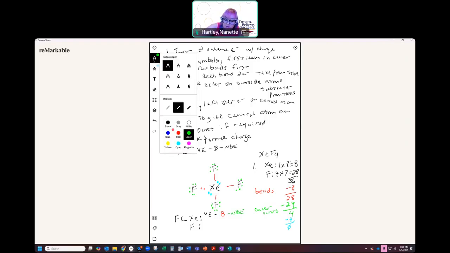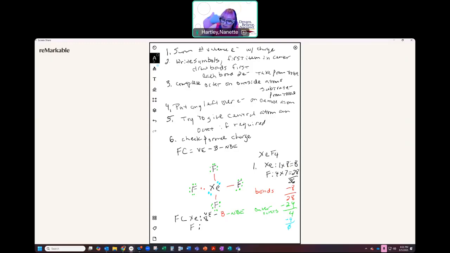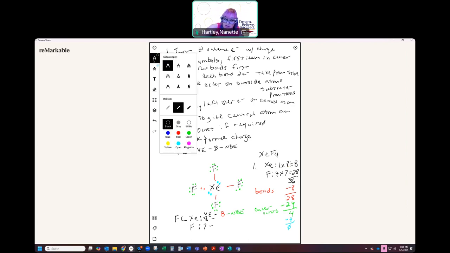Okay, so my valence electrons for Xe, I have 8 of them. So for Xe, this is 8. For fluorine, there are 7. Then I am going to subtract the number of bonds. Now, my number of bonds for my Xe, I have 1, 2, 3, 4.